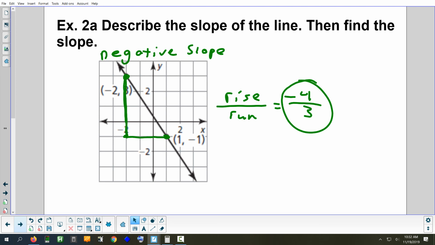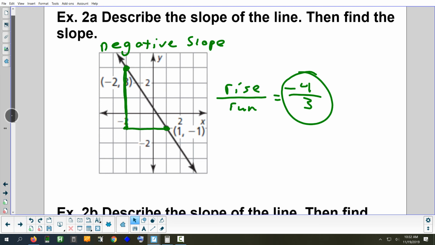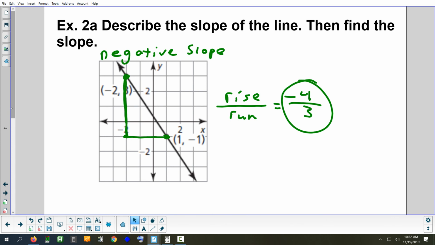Is it possible for the denominator to be negative? Not if we're counting to the right, no. The negative will always be in the top, as long as you count up and right or down and right.